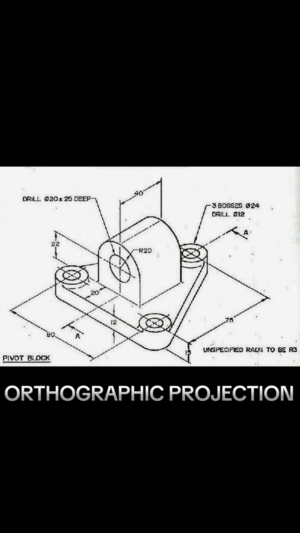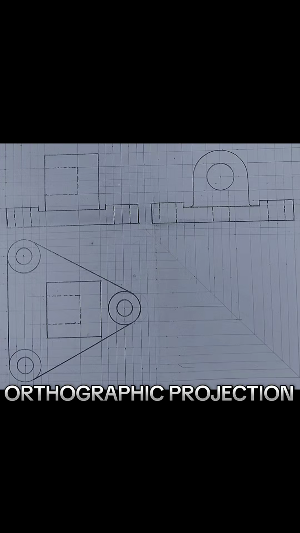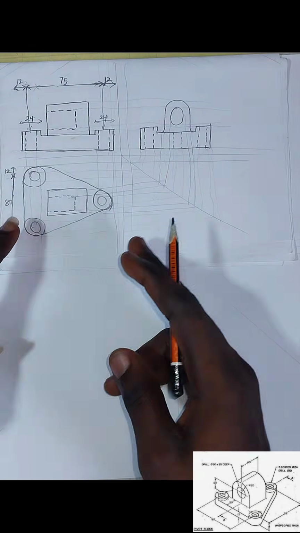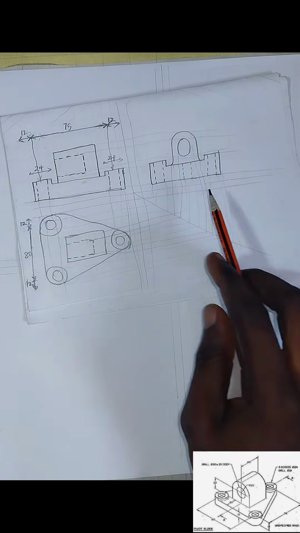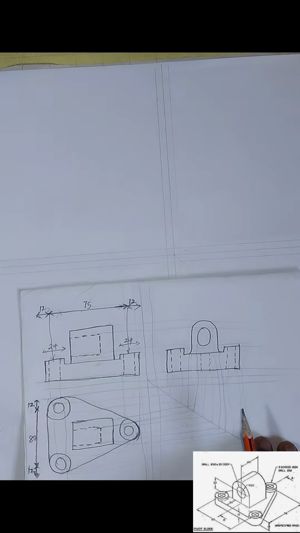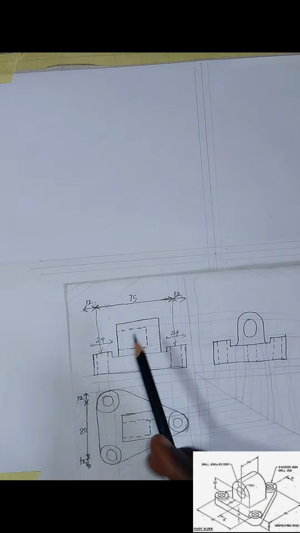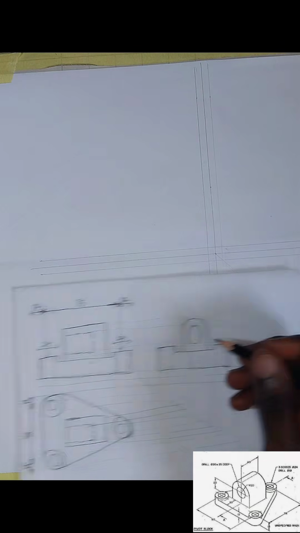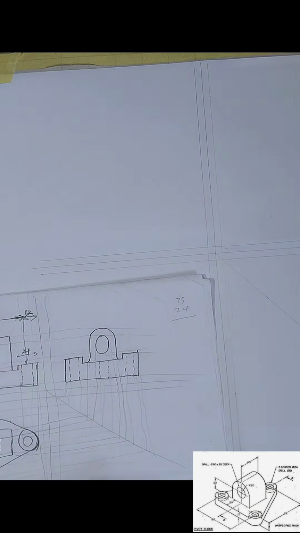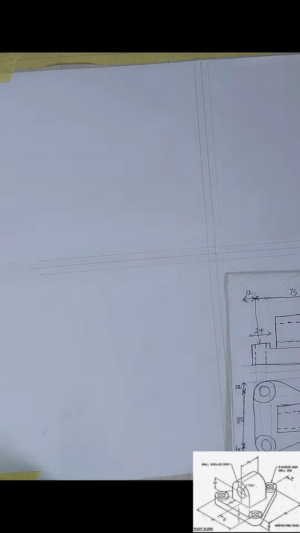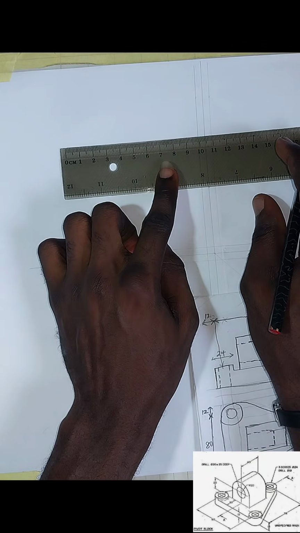So in this question, we are asked to get the orthographic projection of this. So these are what we are going to have at the end of the day, the inverse angle projection. So this is from my sketch. Now the total length is 75 plus 24, and that gives us 99. So horizontally, we are going to mark out 9.9 so that we can get the total distance. So this is from the sketch of the three views of that projection.